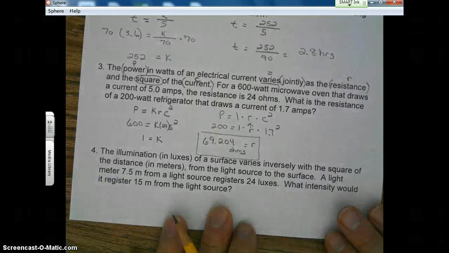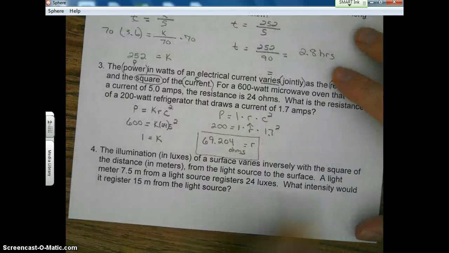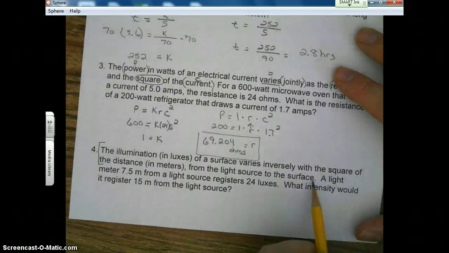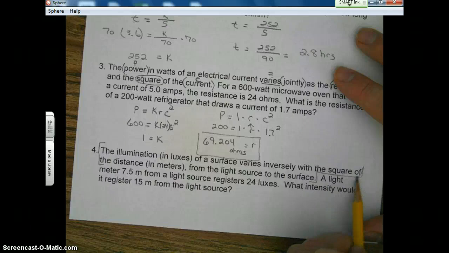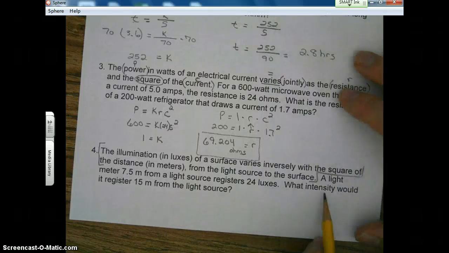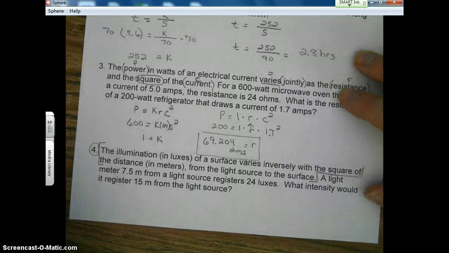All right, last one, number 4. I tell you what, I want you to set up the equation for this. The equation is found in the first sentence here. Go ahead and set up the equation, and if you feel confident that you set that up correctly, go ahead and find out what is the intensity. What intensity would it register from 15 meters from the light source? Okay? So please give this one a try on your own.